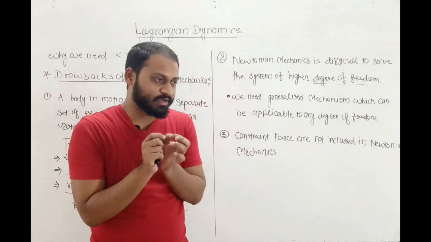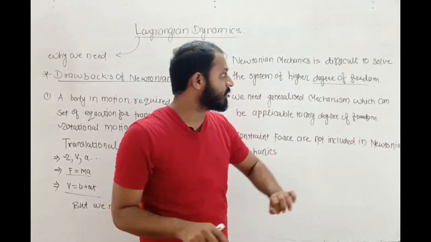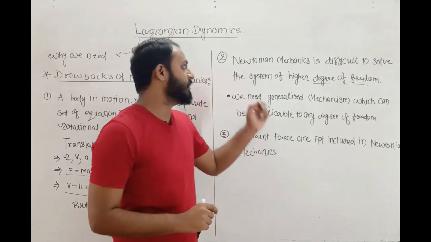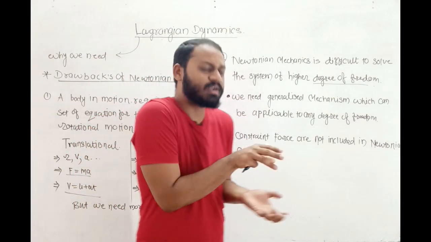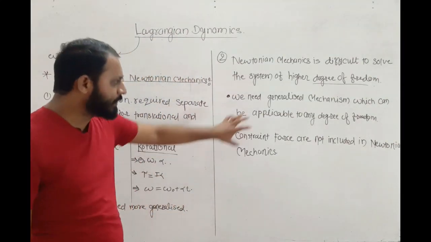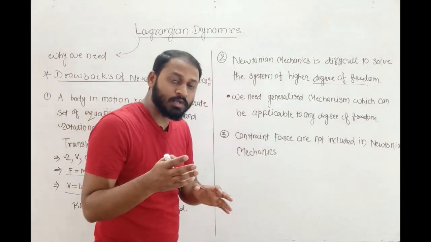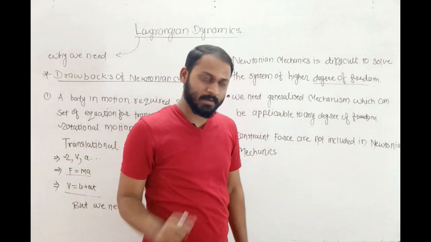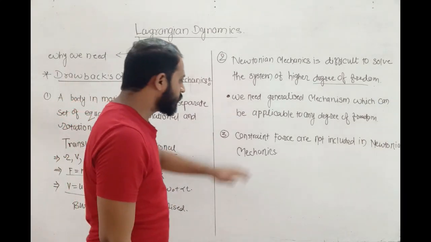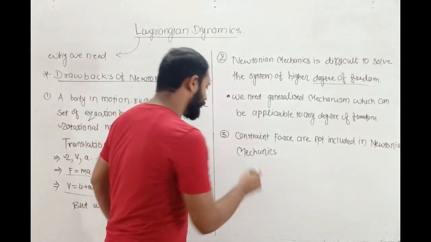The number of generalized coordinates which are required to define the motion of a system, that is nothing but the degree of freedom. But when the degree of freedom is higher, then Newtonian mechanics is difficult to solve for that system. Okay, now see the third. We need a generalized mechanism which can be applicable to any degree of freedom. Okay, now see the last drawback, that constraint forces are not included in Newtonian mechanics.